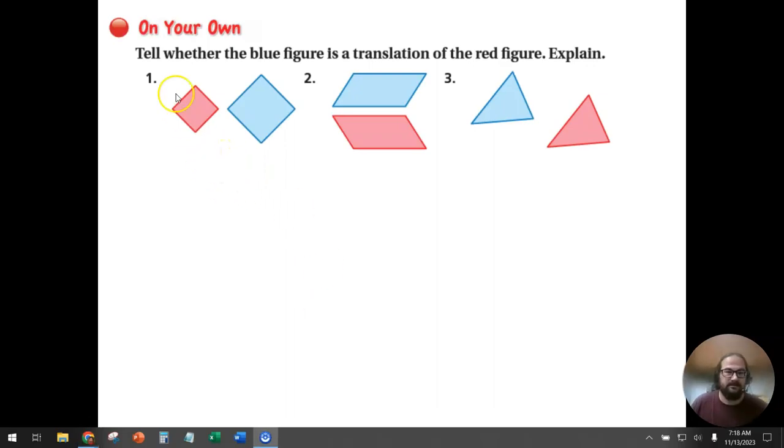Take a moment to see if you can answer these questions to tell whether the blue figure is a translation of the red figure. Feel free to pause the video and work this out.